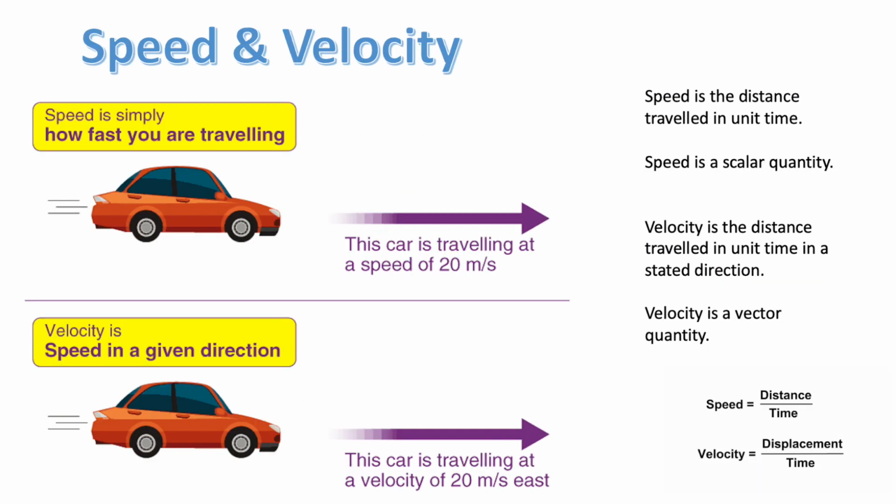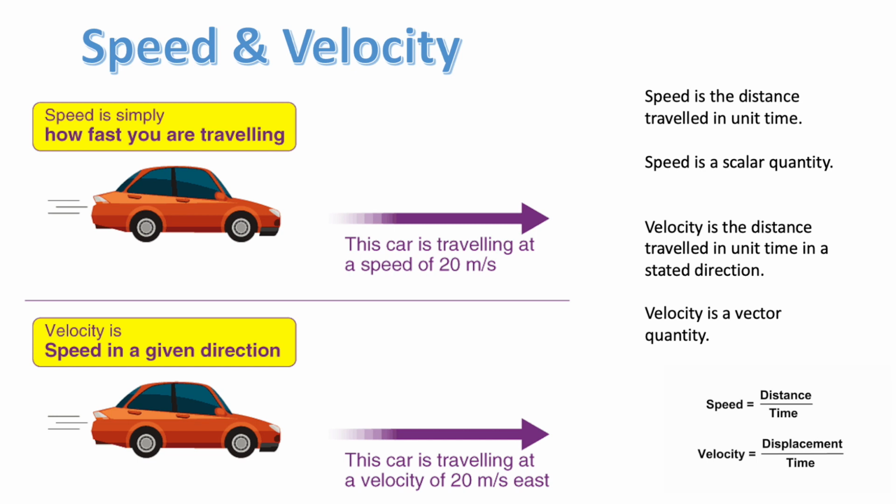Speed and velocity. Speed is simply how fast you are traveling. Here you can say this car is traveling at a speed of 20 meter per second. Speed is the distance traveled in unit time. It is a scalar quantity.